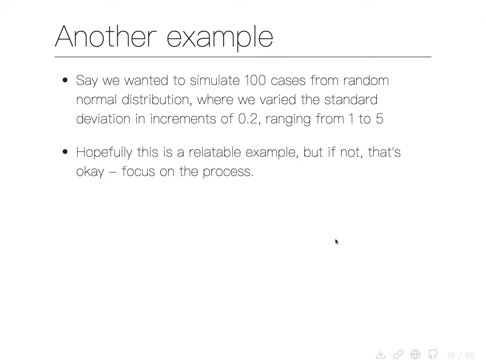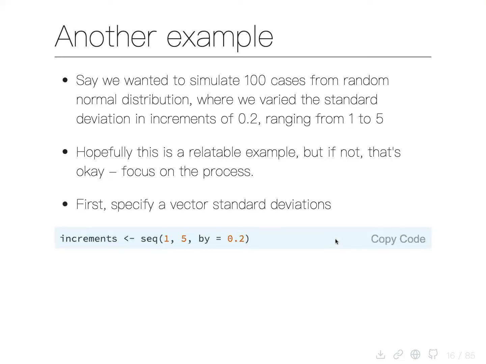So, as I just said, hopefully this is relatable, but if not, it's okay. Just kind of focus on the process of what's actually going on. Okay? So first, the way that I would do this is instead of pre-allocating a vector, I mean, I actually will do that too, but the first thing I'm going to do is create my sequence of standard deviations.